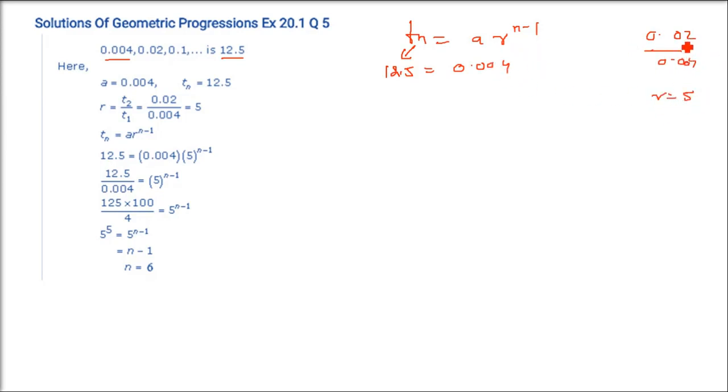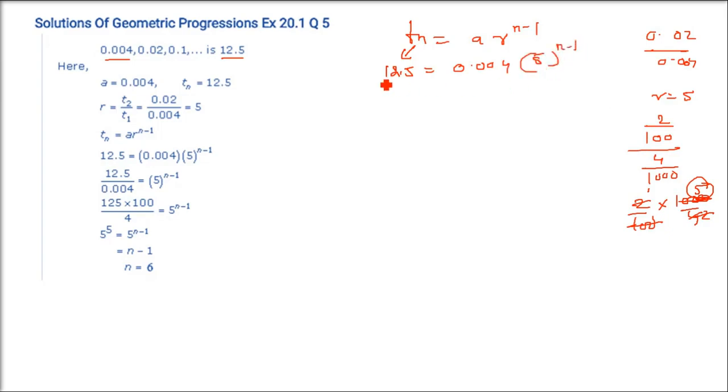Whenever you have this kind of trouble, make 0.02 as 2 by 100 and 0.004 as 4 by 1000. So what do you get? 2 by 100 into 1000 by 4. 2 2s are 4 and 100 cancels 2 zeros. So you have 10 by 2, and 2 5s are 10, so you get 5. Wherever you get any trouble with decimals, this is the best way to solve it.